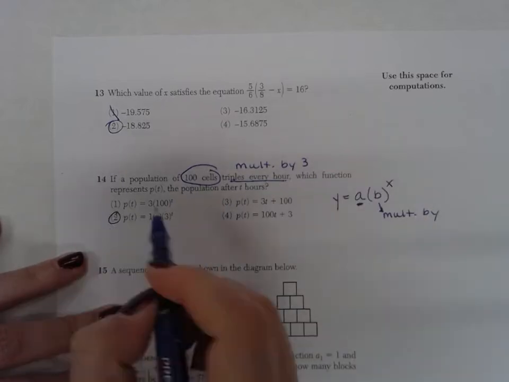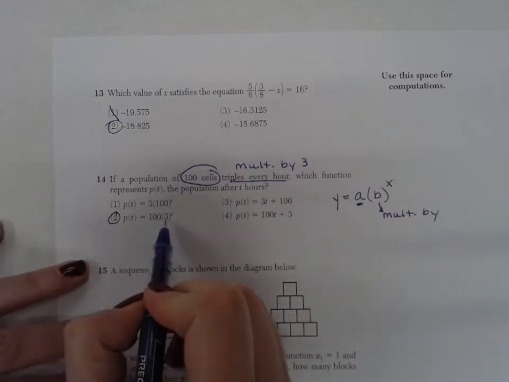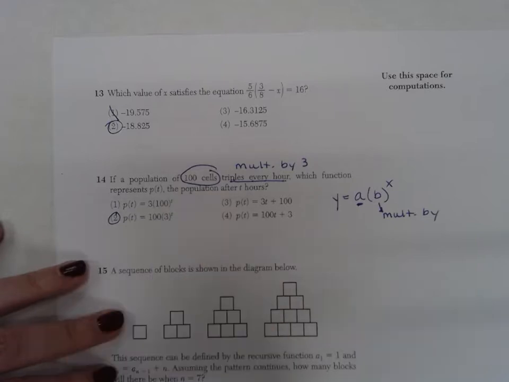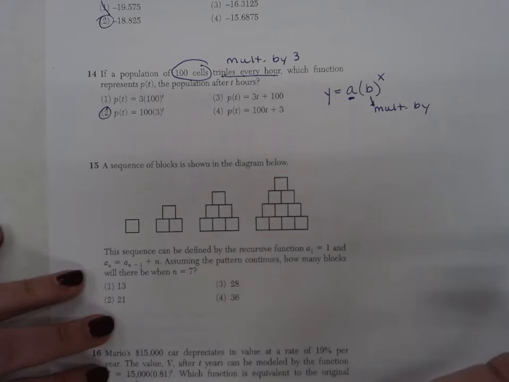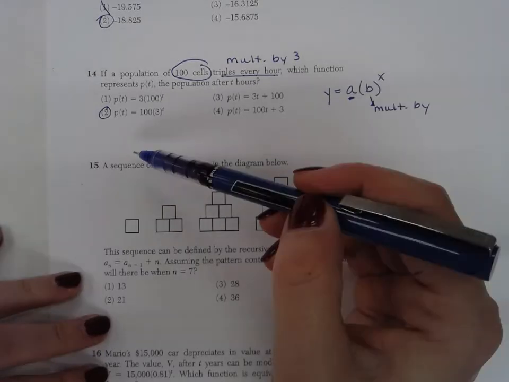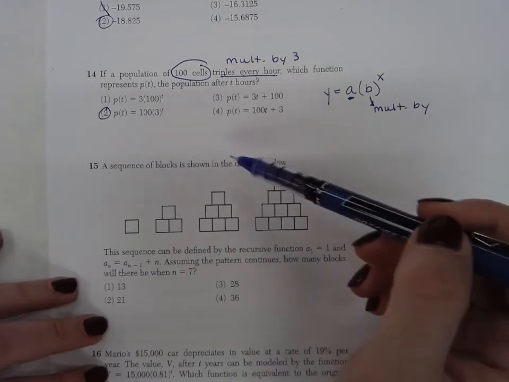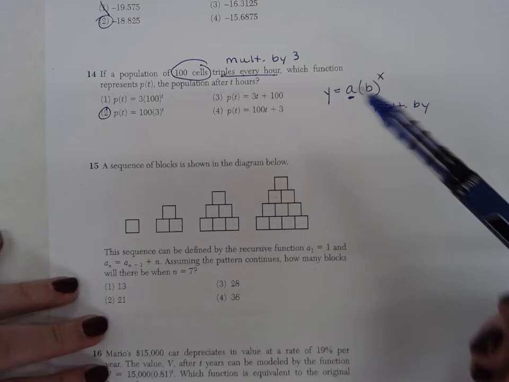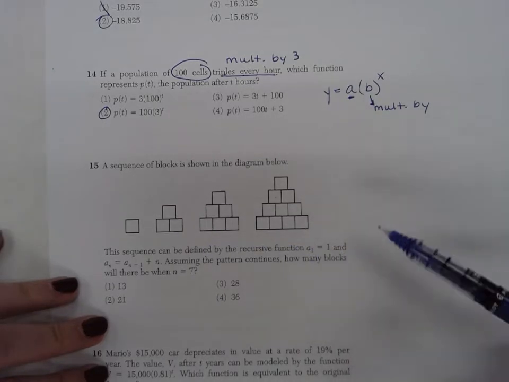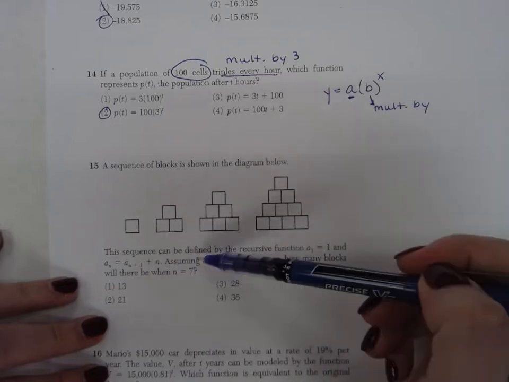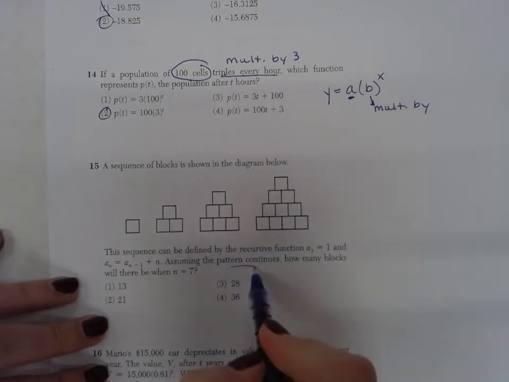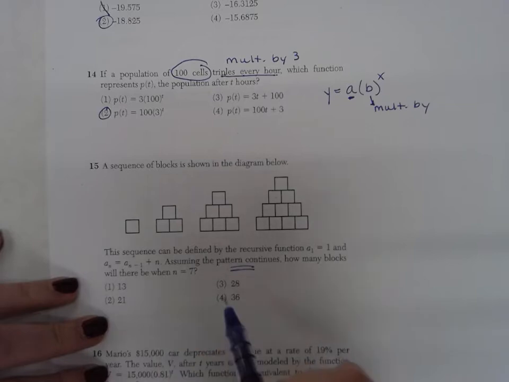It's choice 2. 100 is what I'm starting with. 3 is what I multiply by every time. There's my answer. Question 15. A sequence of blocks is shown in the diagram below. This sequence can be defined by the recursive function a of 1 equals 1 and a of n equals that. Assuming the pattern continues, how many blocks will there be when n equals 17?